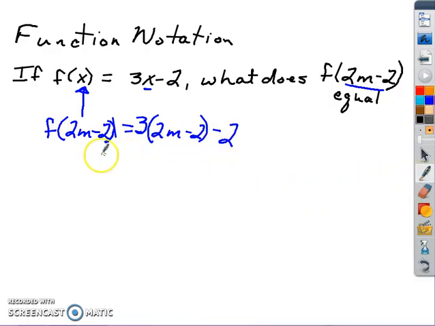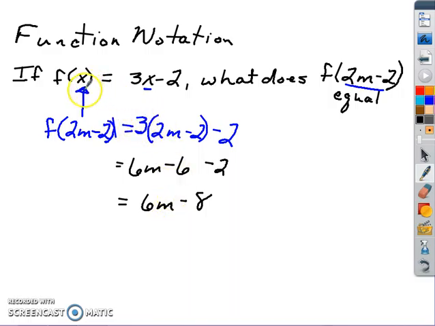So we'll distribute, and 3 times 2m is 6m. 3 times a minus 2 is a minus 6, and we still have that minus 2. Now if you combine your like terms, you get 6m, negative 6 and a negative 2 is a negative 8.